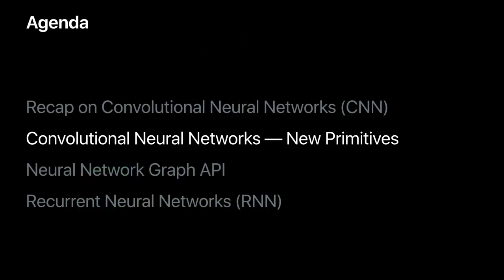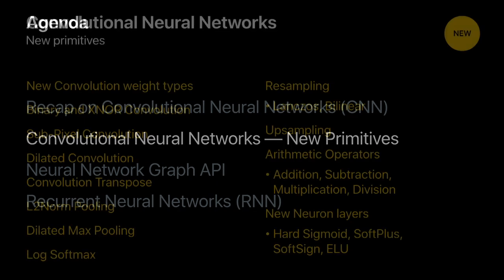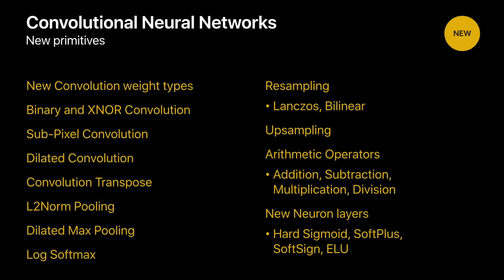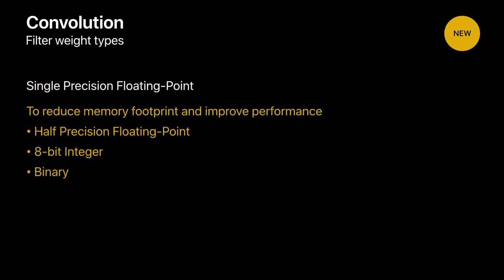Now let's talk about the new primitives we've added for convolutional neural networks. So as you can see, we've added quite a few. And I'll be talking about the ones highlighted in yellow, but the rest of them, like L2 norm pooling, resampling, upsampling, they will all be covered in our documentation. So let's talk about updates to our core convolution layer.